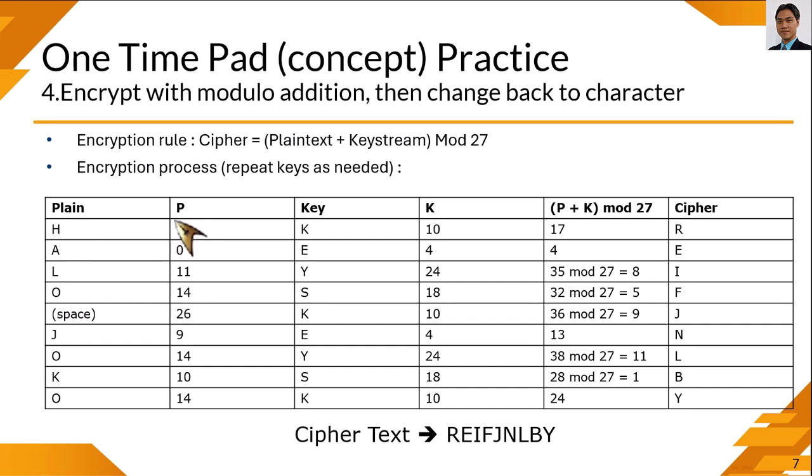I have made the table here. So H becomes 7, and we put it in synchronous with the key. The key itself is the word keys, and I've repeated it for as long as needed, as long as the plain text. So H will correspond to K, which means 7 is the number for H and 10 is the number for K. When we add it up, it becomes 17. 17 modulus 27 is still 17, so it will become the cipher R.